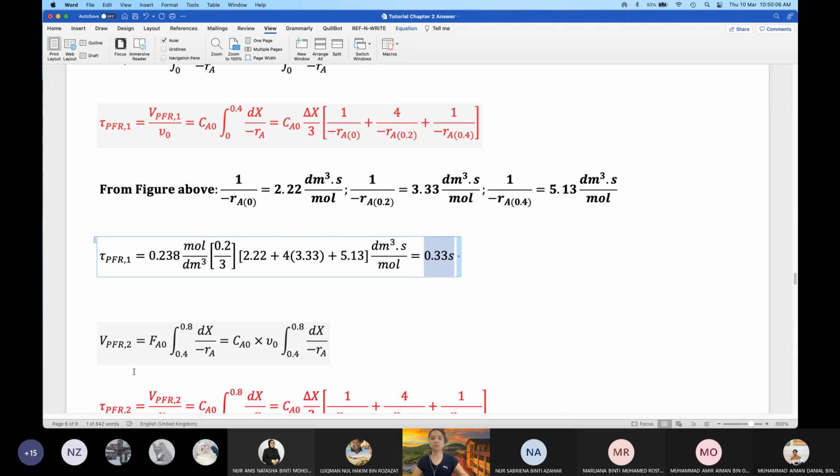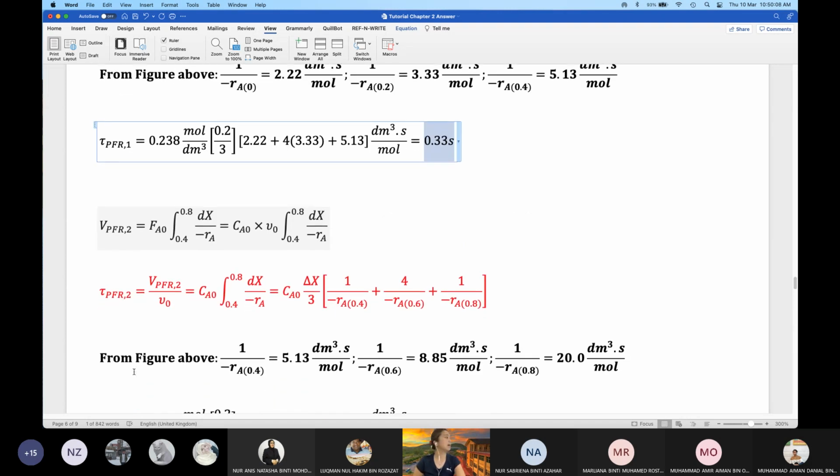So you have to find the second space time. So apa beza dia? Jadi sama je konsep dia, volume PFR2, kita start daripada equation yang sama. Volume PFR2 equals to FA0, ini equation design yang original, integrating 0.4 to 0.8. Sebab reaktor kedua is integrating from X1 to X2, 0.4 to 0.8, dx per minus RA. Same concept, saya nak cari space time, saya kena ada volume per initial volumetric flow rate.